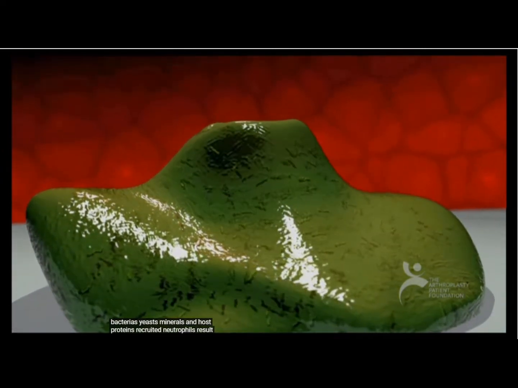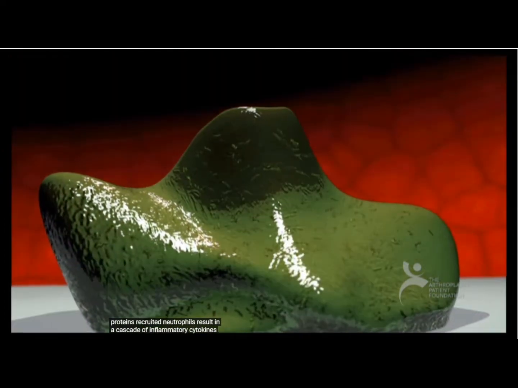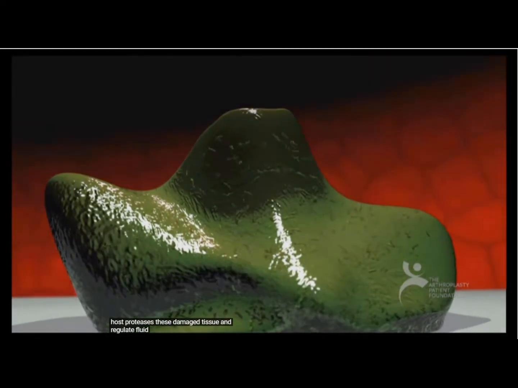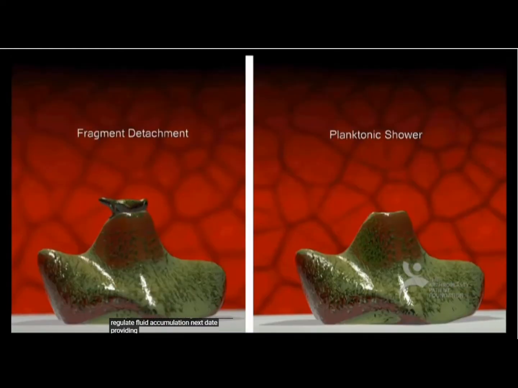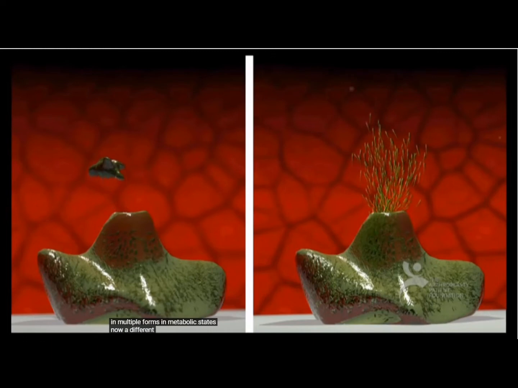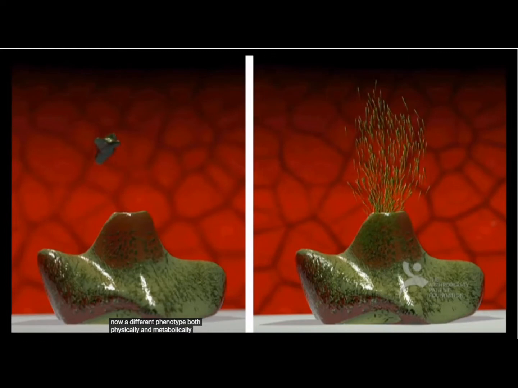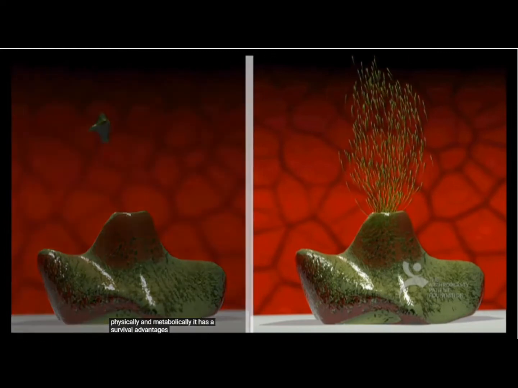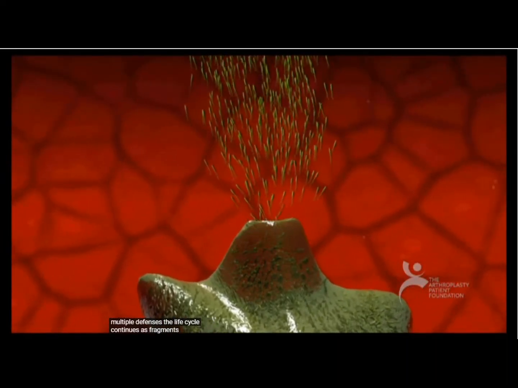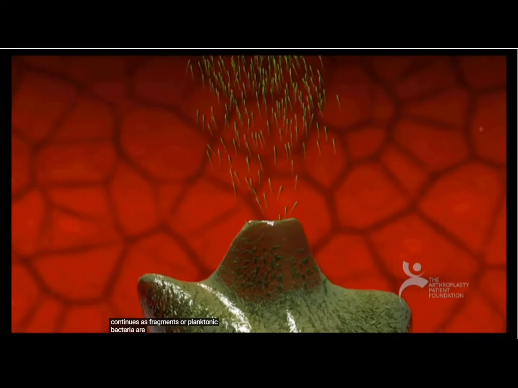Recruited neutrophils result in a cascade of inflammatory cytokines and host proteases. These damage tissue and regulate fluid accumulation and exudate, providing nutrients. Bacteria now exist in multiple forms and metabolic states. Now a different phenotype, both physically and metabolically, it has the survival advantages of diversity and multiple defenses. The life cycle continues, as fragments or planktonic bacteria are released to reinfect the human host.